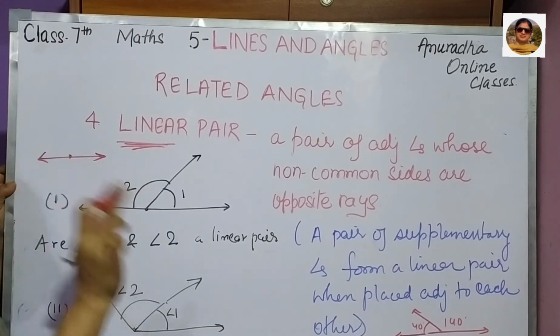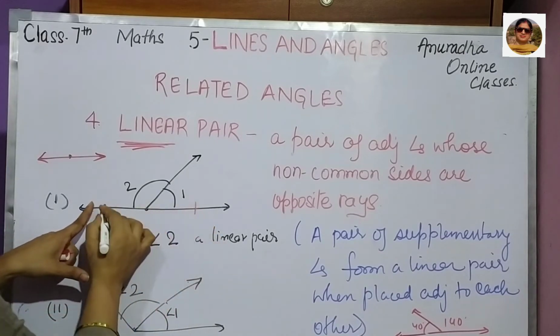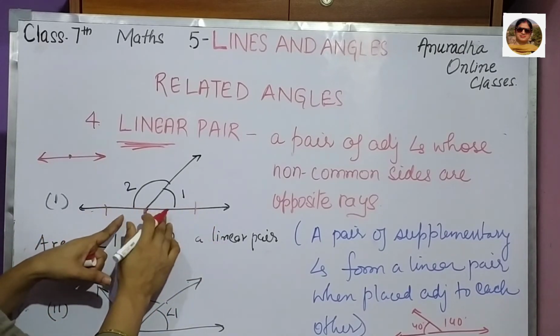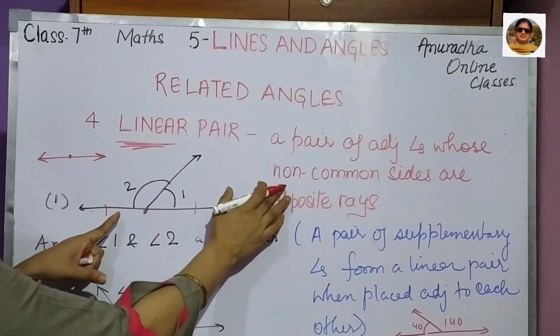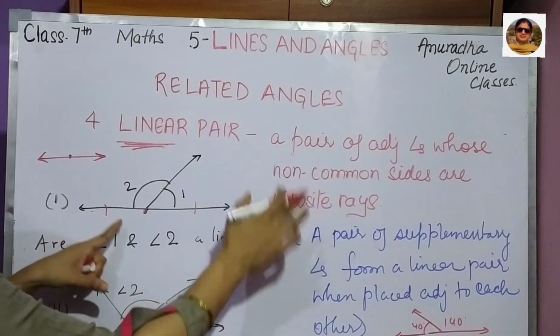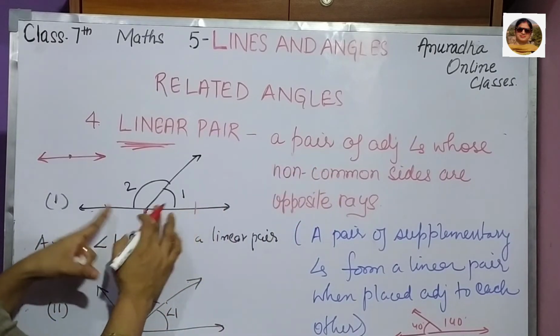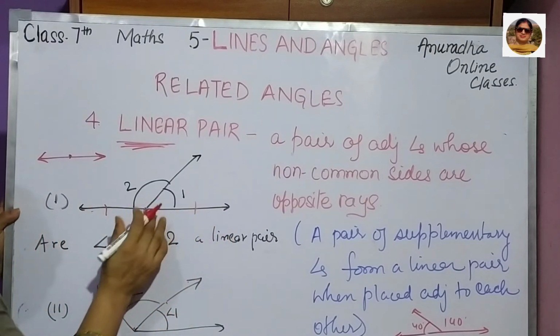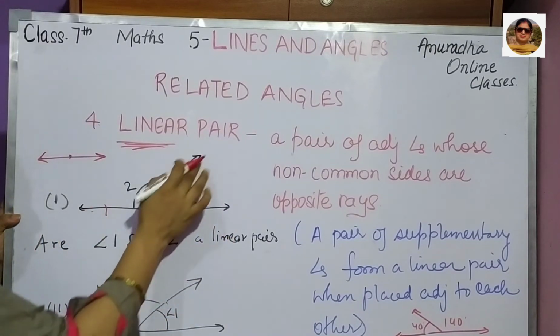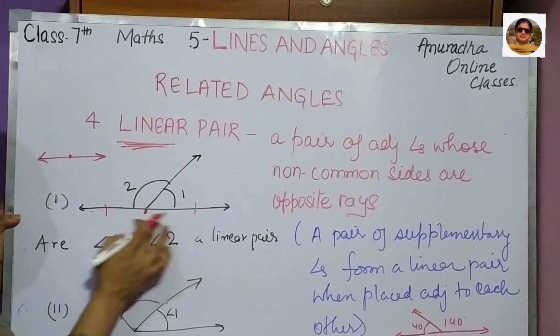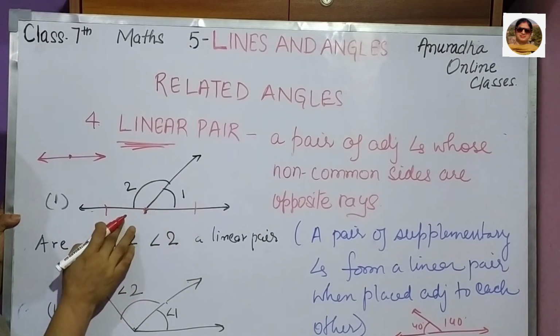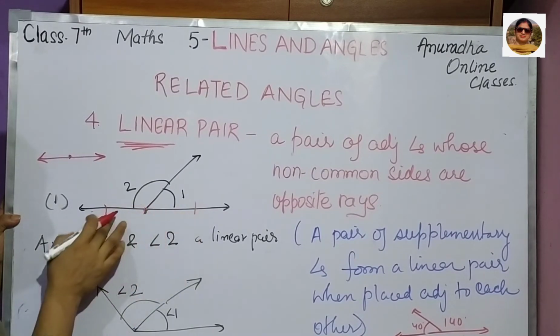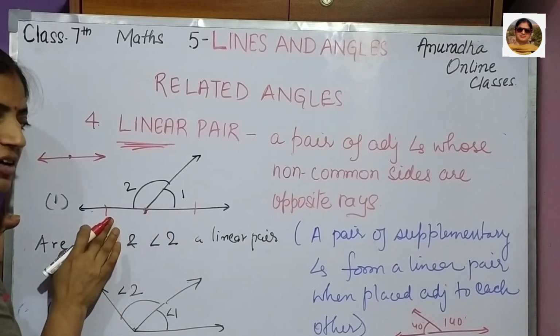So the condition is that the non-common or uncommon sides must be opposite rays. Both of these must be opposite to each other, right? One common arm, and the non-common arms are opposite rays, opposite to each other.